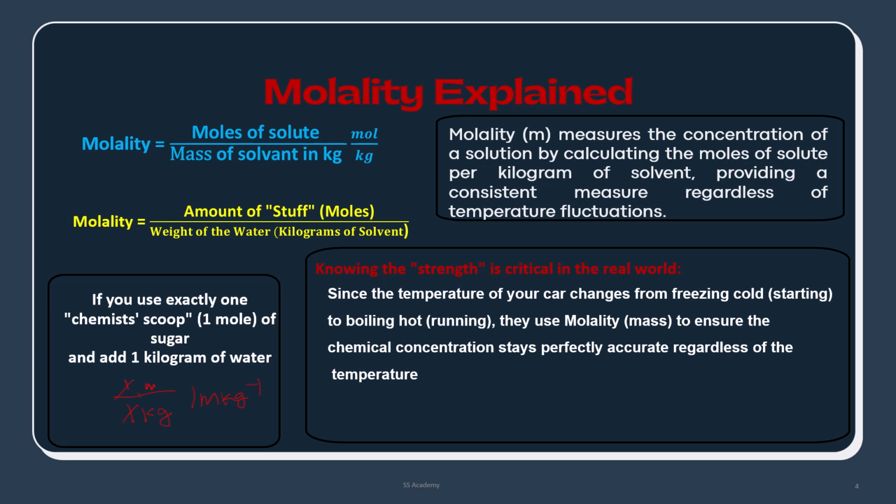If we have 2 mole, 2 scoop of sugar in 1 kilogram of water, then this becomes 2 mole per kilogram or 2 molal solution. Knowing the molality is also very important in certain areas. For example, since the temperature of your car changes from freezing cold to boiling hot when running, we need to use molality to ensure the chemical concentration stays perfectly accurate regardless of the temperature.